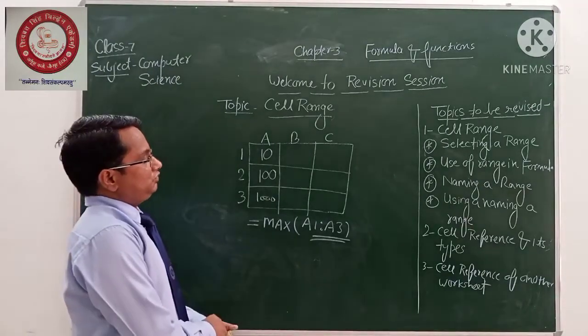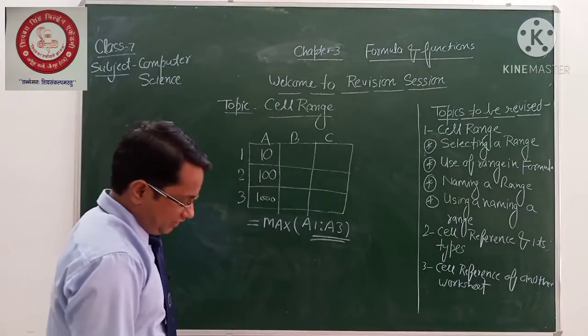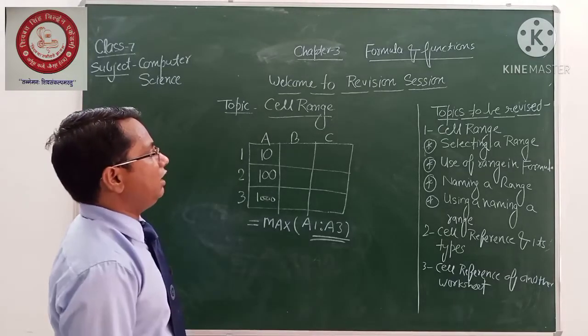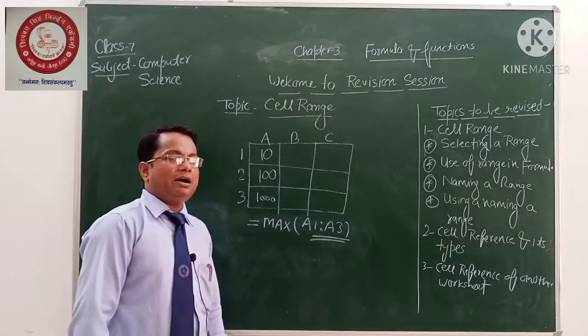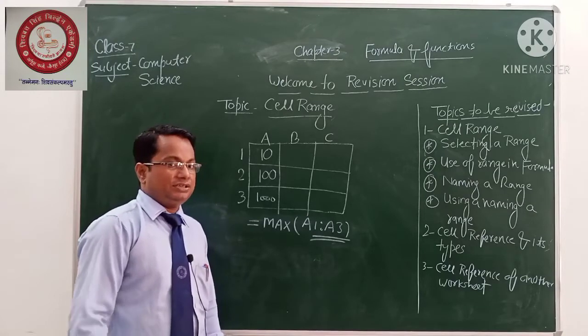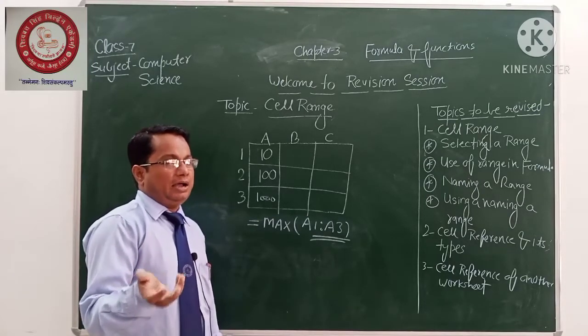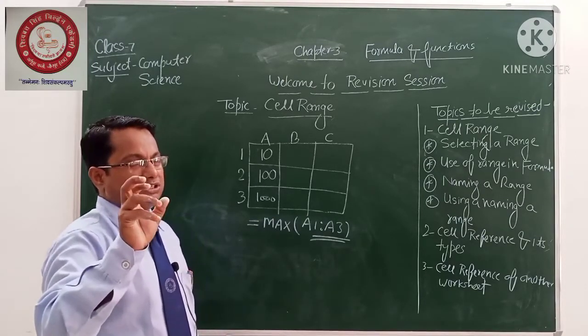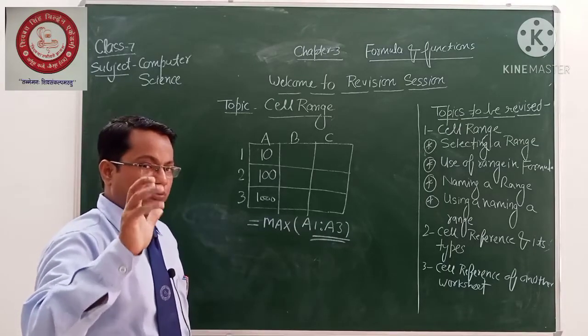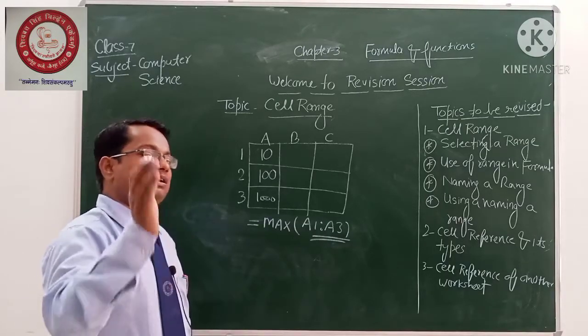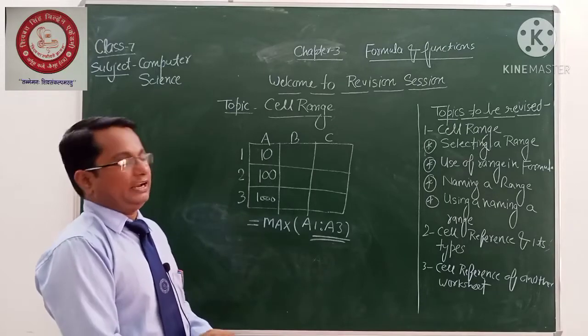Okay. Now I want to give one more explanation about how to name a particular range. You are having a range, but I want to give a particular name to the range. How are you going to do that?